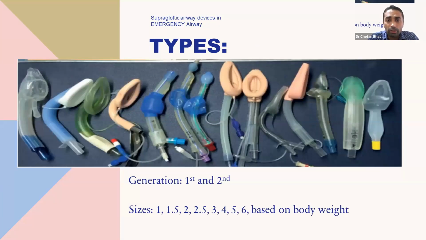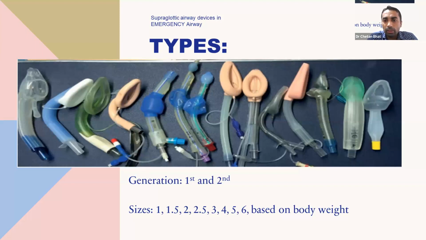So there are various models available because once Archie Brain discovered the classic LMA, there was gradual improvisation, and gradual needs were met by the different modifications by different manufacturers. The first generation included the classic LMA, which he had invented, where there was no gastric port. So gradually he improvised on the classic LMA and brought out ProSeal LMA, Archie Brain, in around 1989-90. So the introduction of the gastric port made the generation shift to second generation LMAs.